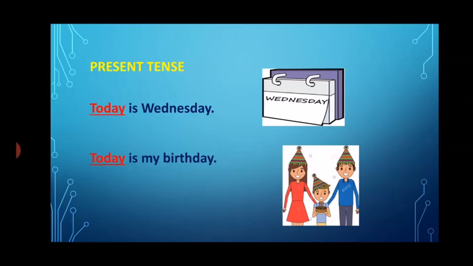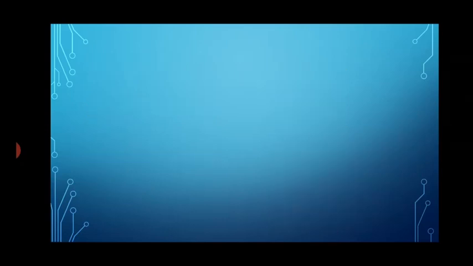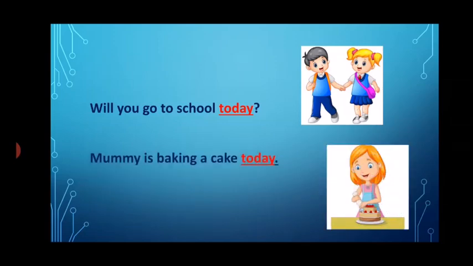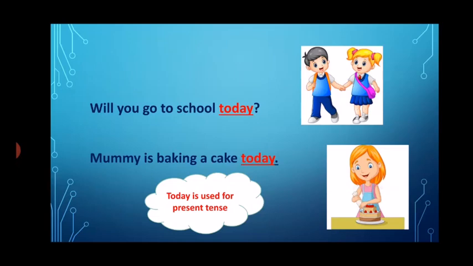Okay, let us look at some more examples of present tense. Will you go to school today? See, you're talking about now. You're talking about today. Will you go to school today? Look at the next one. Mummy is baking a cake today. What is mummy doing? It's a birthday, isn't it? So, mummy is baking a cake. Alright. So, once again, when we talk about the present, what do we use? We use the word today. Okay.